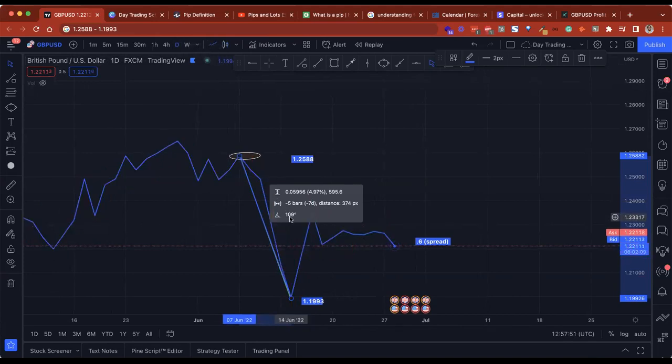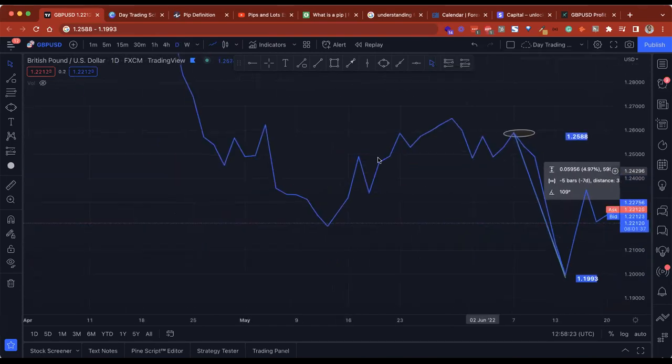It tells me the slope. This is a 109-degree slope. Awesome. How many pixels, if you want to be that specific on the screen, this was 374 pixels. 5 bars, about 7 days. And then also a 4.9% change, also very key. It shows you that the price changed by about 5% over those 5 bars or over those 7 days. Okay, so a lot of information here.